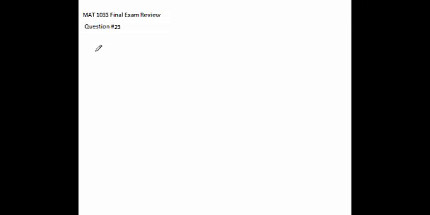MAT1033 Final Exam Review Question number 23. We are to solve by completing the square. We have a quadratic equation, x squared minus 5x plus 1 equals 0. Now in completing the square, we've got a 5 or 6 step process. It's already in standard form. Let's identify A. A is 1, it's the lead coefficient, and then B is equal to negative 5, and C is equal to 1.